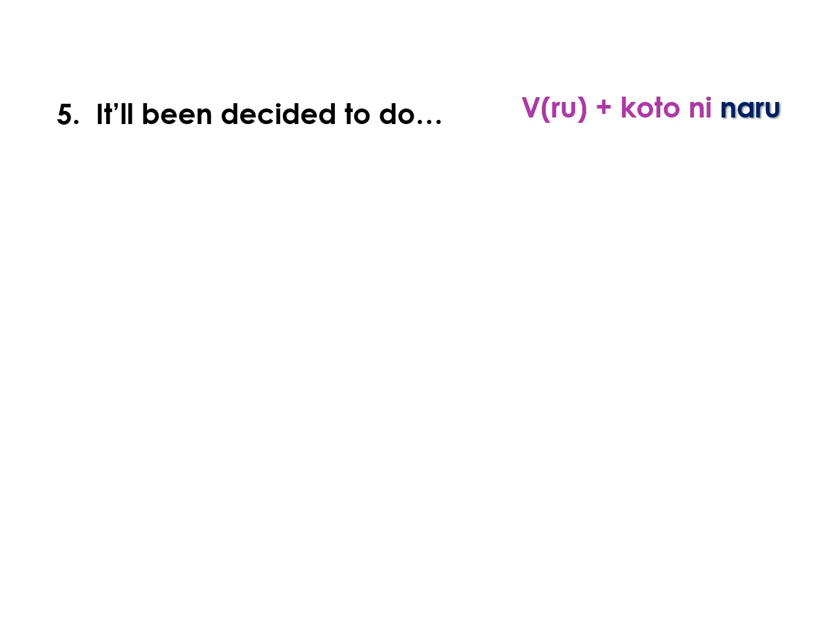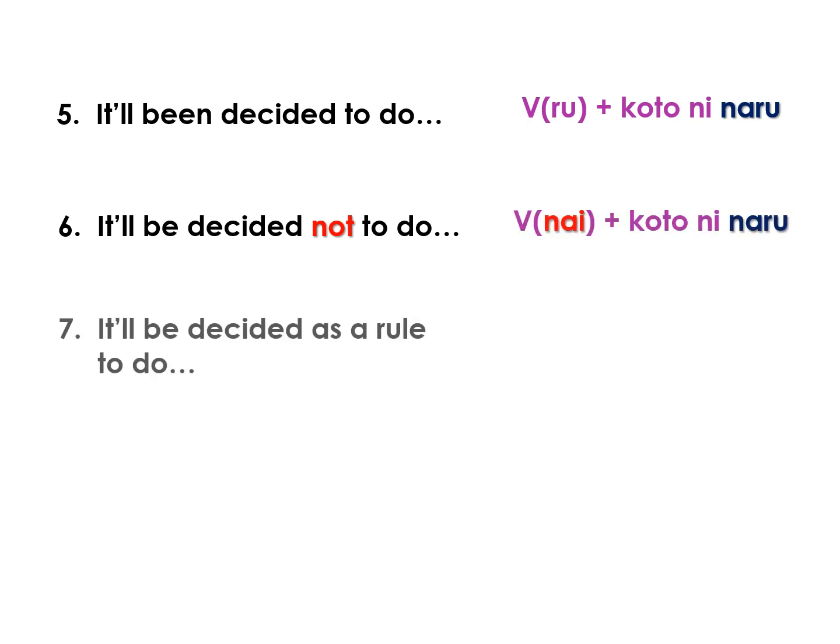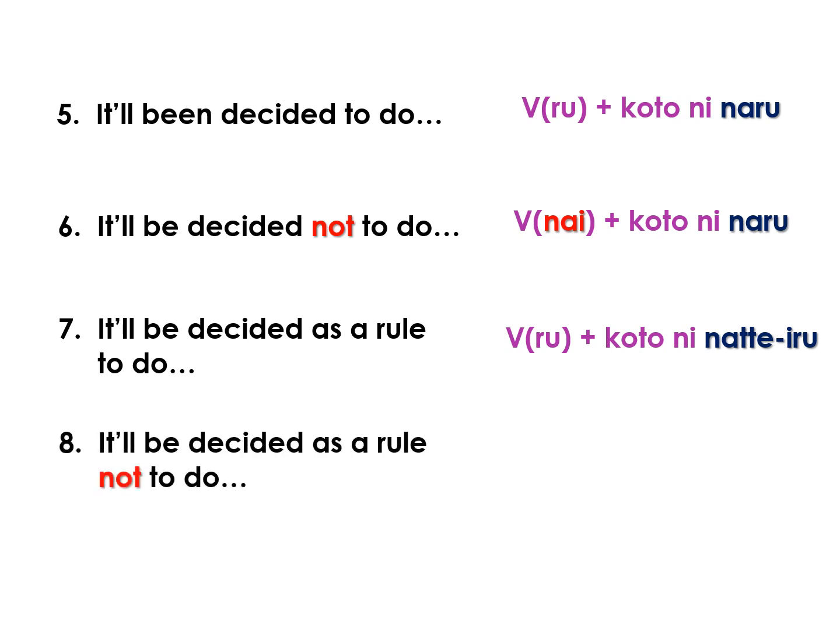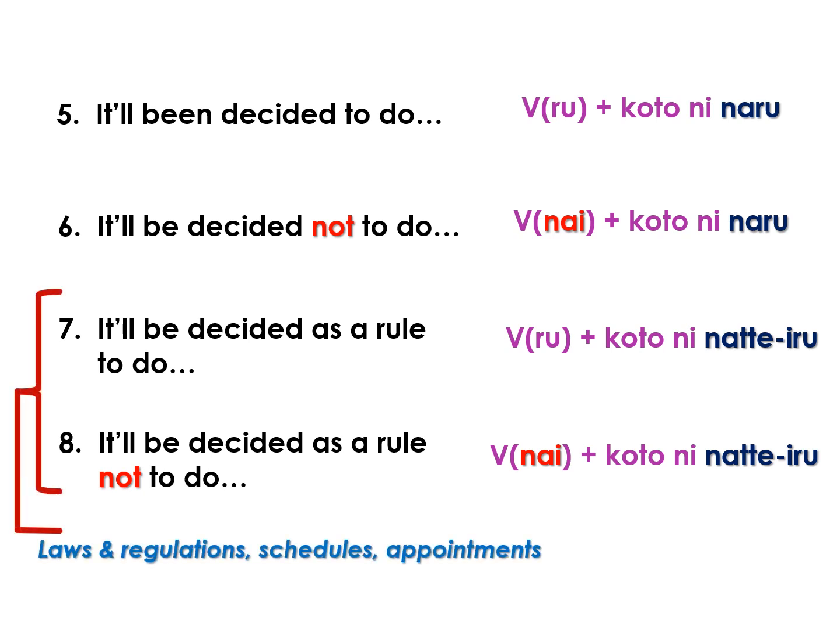And the second pattern, ることになる, also has three variations. It'll be decided not to do. ないことになる. It'll be decided as a rule to do. ることになっている. Again, we use the progressive tense to denote an ongoing situation. And the last variation is, it'll be decided as a rule not to do. ないことになっている. Numbers 7 and 8 are used to express laws, regulations, schedules, and appointments. And this ends our lesson on expressing decisions, ることにする and ることになる.